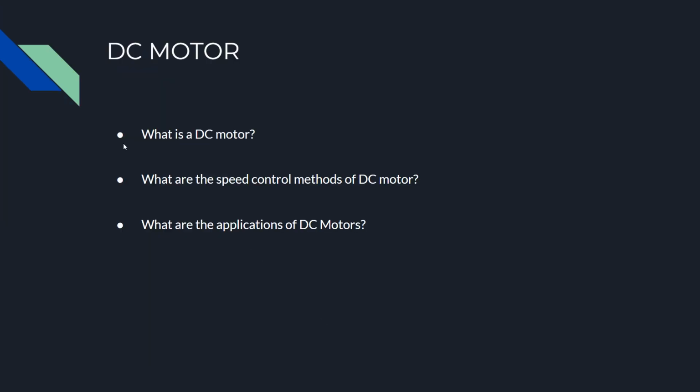What is a DC motor? Before explaining to you what is a DC motor, I would like to explain what is an electric motor. Electric motors are devices that convert electrical energy into mechanical energy, usually in the form of rotational motion. In simple terms, they are devices that use electric power to generate motive power.